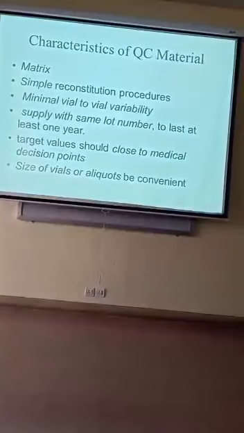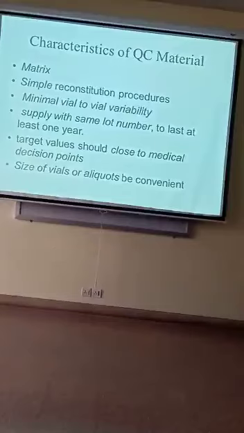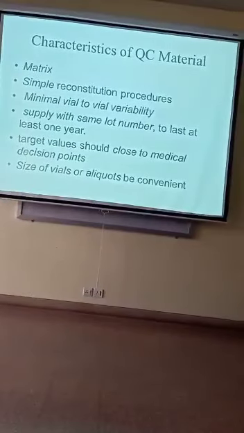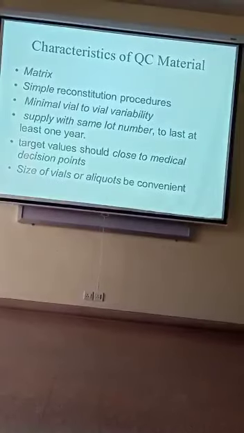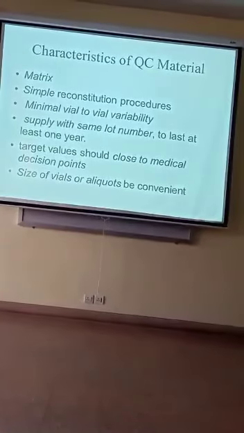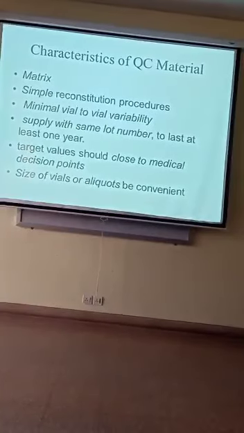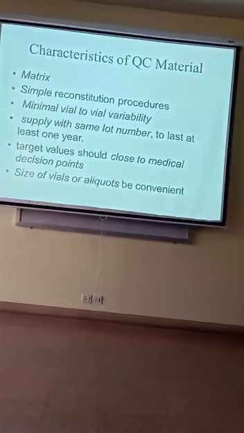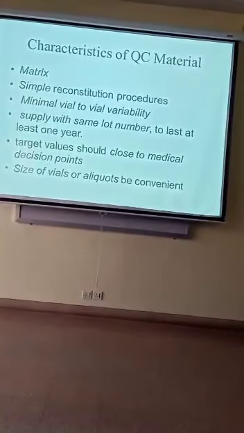Quality control material. And these are the different characteristics, like we will see the matrix of that material. It should be simple to reconstitute, with minimal vial-to-vial variability. Supply with the same lot number for at least 1 year. Target values should be close to the medical decision points, and the size of the vials or aliquots should be convenient.